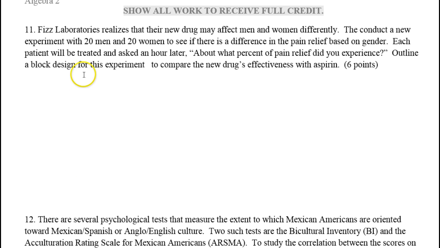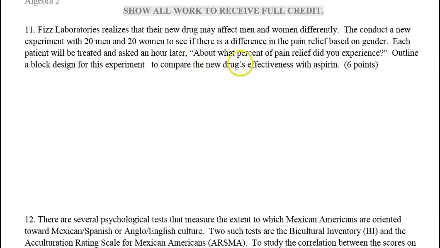Okay, so in this example, Phys Laboratories realizes that their new drug may affect men and women differently. So they conduct a new experiment with 20 men and 20 women to see if there's a difference in pain relief based on gender. Each patient will be treated and asked an hour later about what percent of pain relief did you experience. Outline a block design for this experiment to compare the new drug's effectiveness with aspirin.